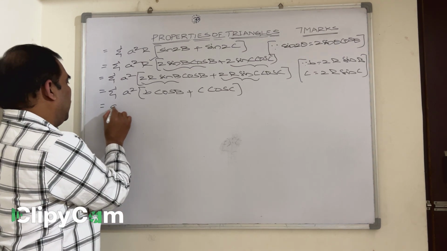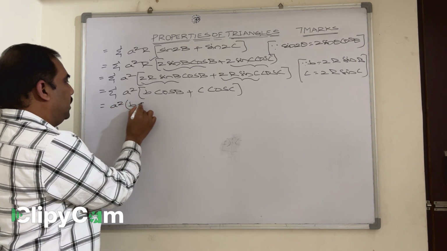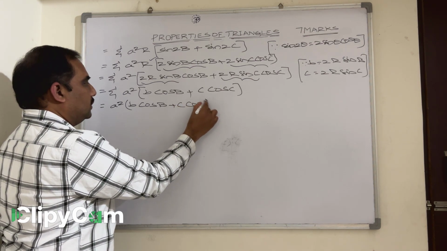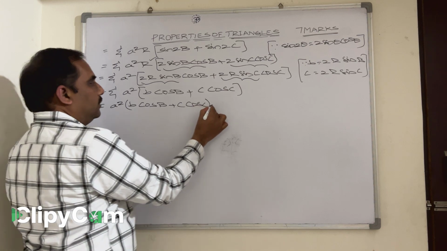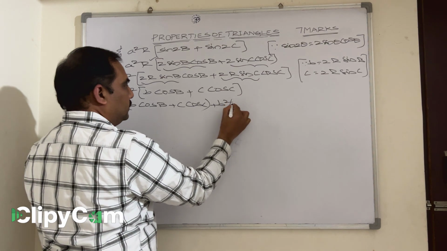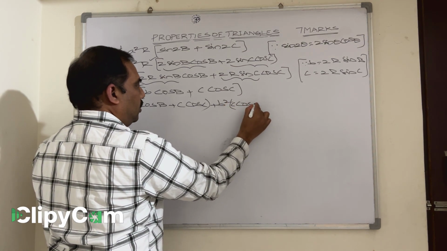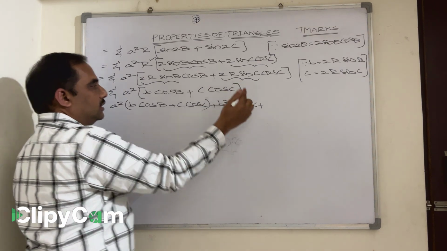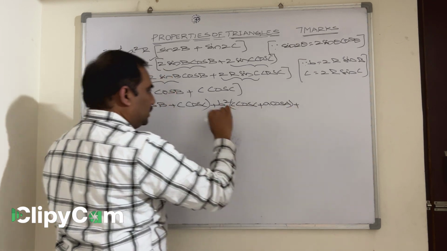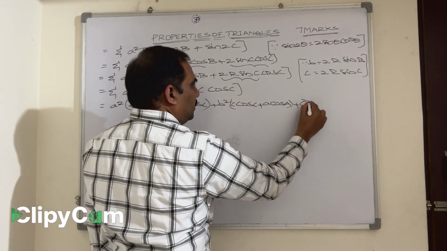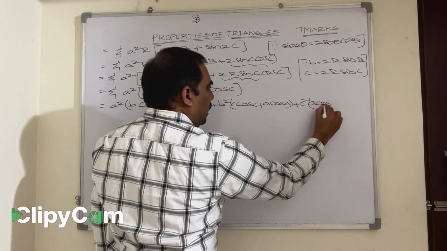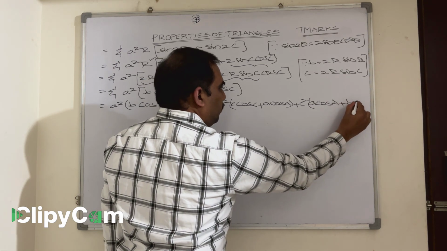Now we get here a square, the first term is a square (b cos B plus c cos C), and for the next term we get b square, so continuation the term will be (c cos C plus a cos A). So next term is c square, so for the third term, c square, and continuation from here, that is (a cos A plus b cos B).